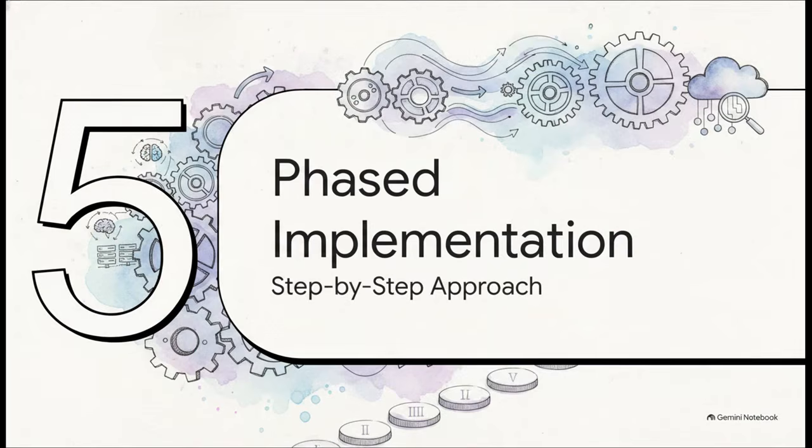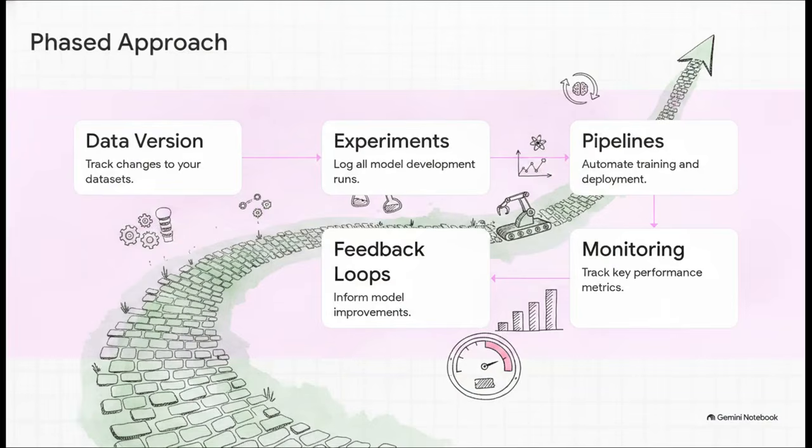Which brings us to our final section, part five, a phased implementation plan. The really good news here is that adopting this framework doesn't mean you have to totally disrupt your business overnight. You can absolutely do this step by step and show value at each stage. Step 1, start simple. Implement data versioning to track dataset changes. Step 2, set up experiment tracking to log your results. Step 3, automate basic pipelines for a pilot project. Step 4, introduce model monitoring to keep an eye on performance. And finally, Step 5, establish feedback loops so you can use those insights to continuously improve your models.